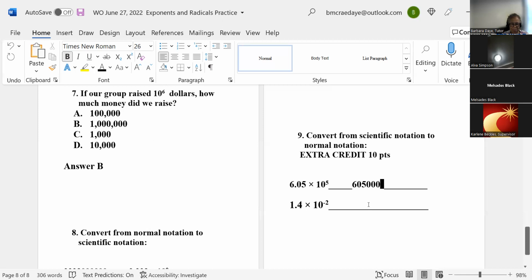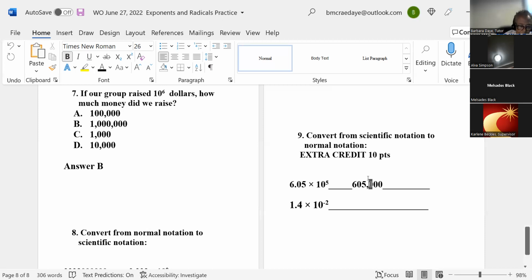Are you moving it to the left? I'm moving it to the left because to get the 6.05, my decimal point is right here after that last 0. Then if I move it between the 6 and the 0, that becomes 605. How many places did I move it? 1, 2, 3, 4, 5. Got it? So that's really 605,000. I could put a comma here. That doesn't change anything. So it's 605,000.